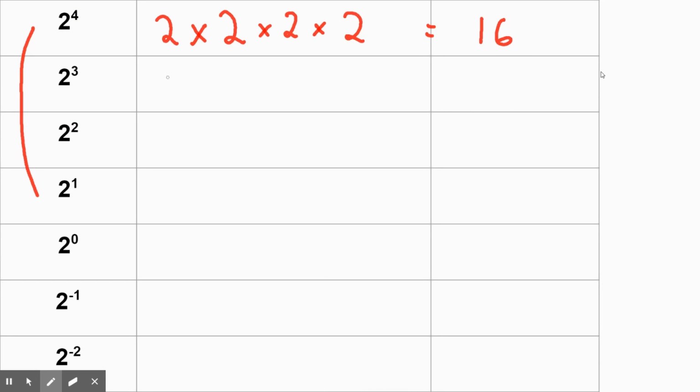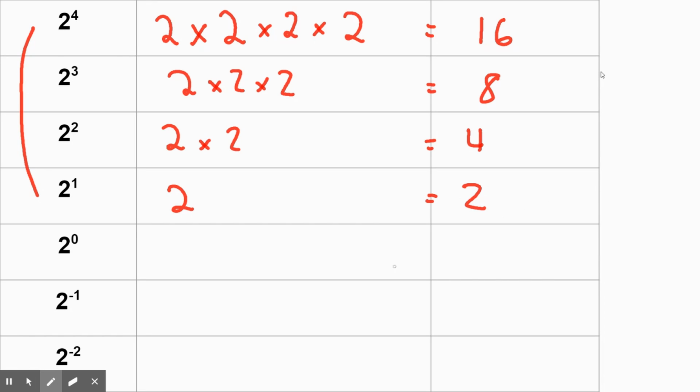Next, let's look at 2 cubed. That's going to be 2 times 2 times 2, which is equal to 8. 2 times 2 is 2 squared, so 4. And 2 to the first is kind of a weird one. We're just going to have a single 2, which is obviously just equal to 2.